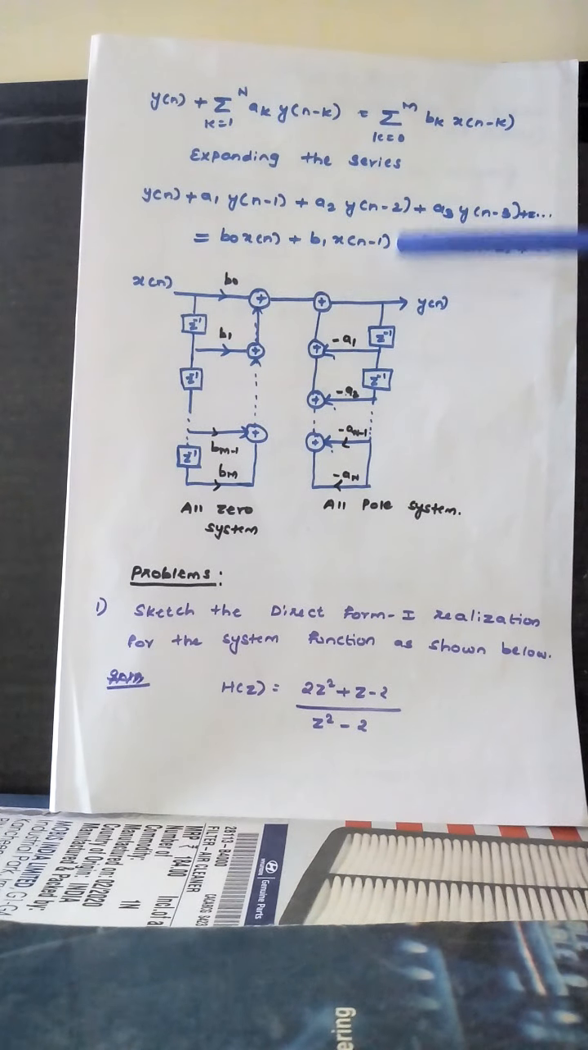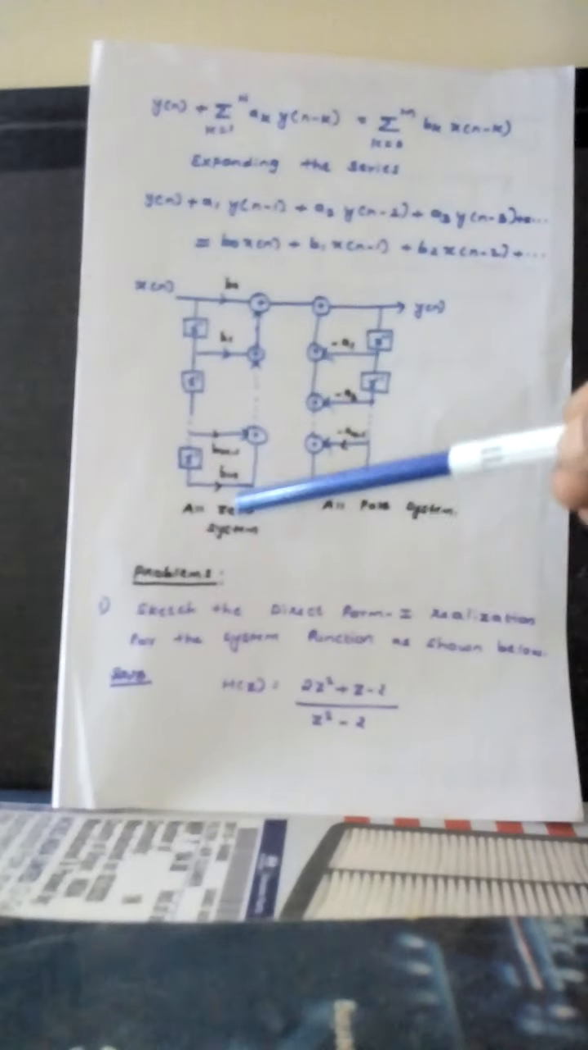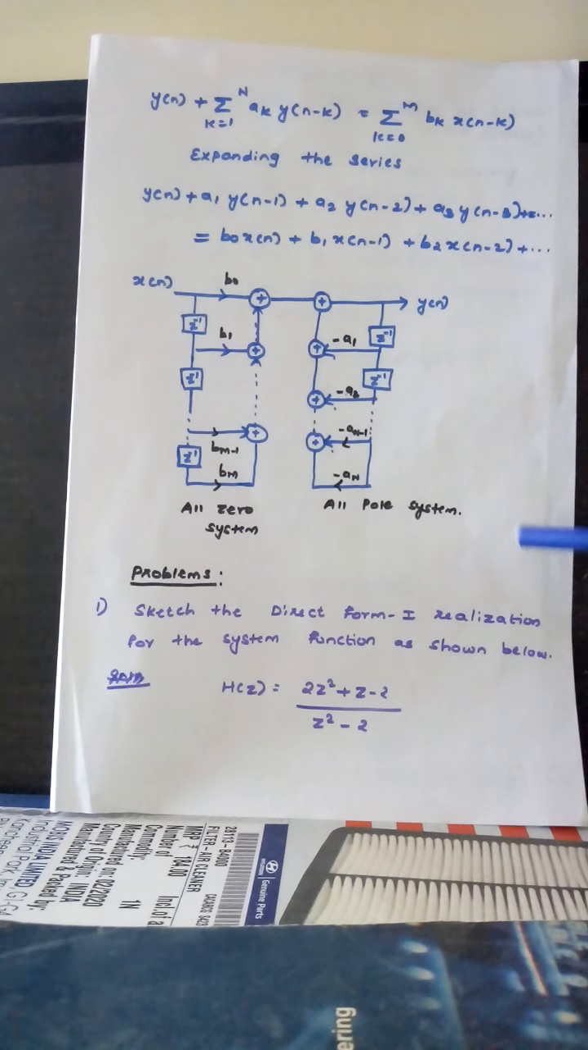So this is nothing but your direct form 1. On the left hand side, we'll get all zeros in the system, and on the right hand side we'll get all poles in the system here. So this is the direct form 1 method. So we'll see the problem.